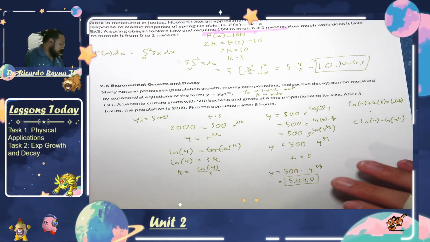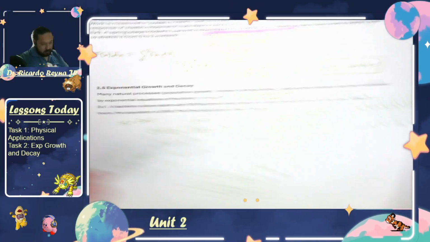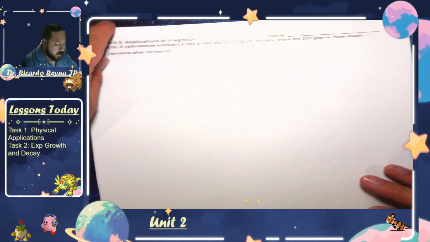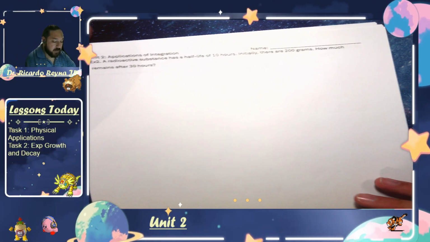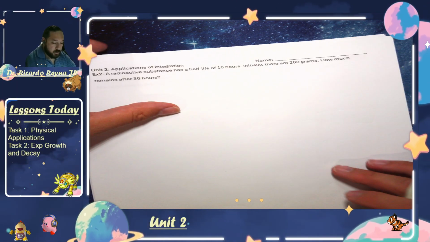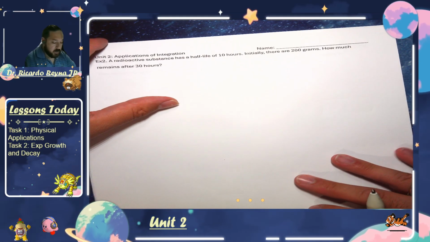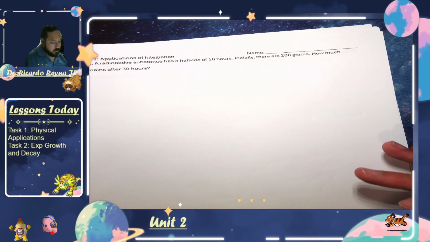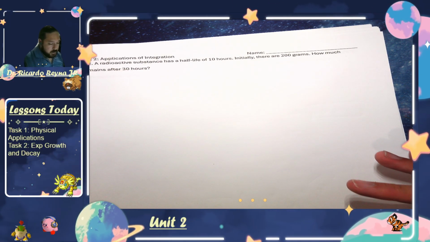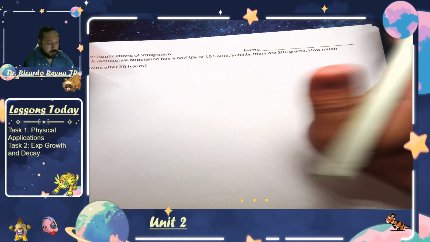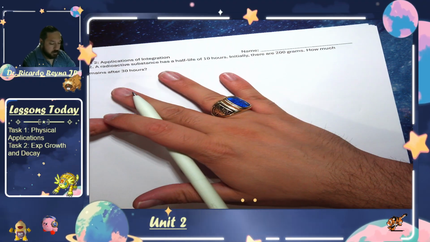Okay. All right, let's go ahead and do another example. A radioactive substance has a half-life of 10 hours. Initially, there are 200 grams. How much remains after 30 hours? Okay, so this one is giving us a bit more detail than we know what to do with. But let's just go with what we do know.